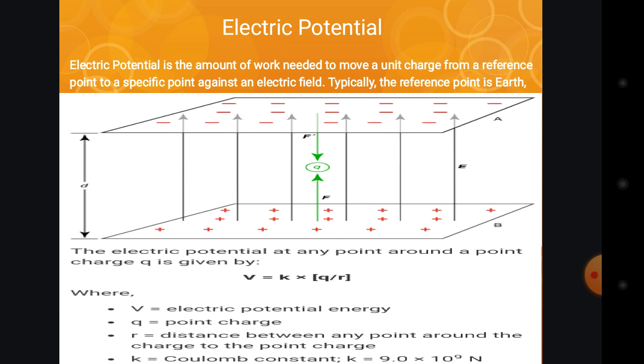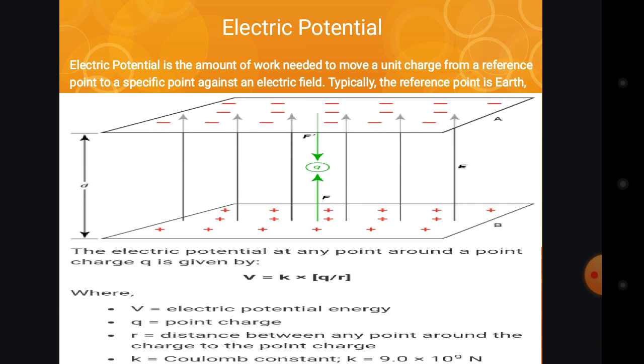So here we are talking about the electric potential. Electric potential is the amount of work needed to move a unit charge from a reference point to a specific point against an electric field. So you see, it is the amount of work needed to move a particle from a reference point to a specific point against an electric field.